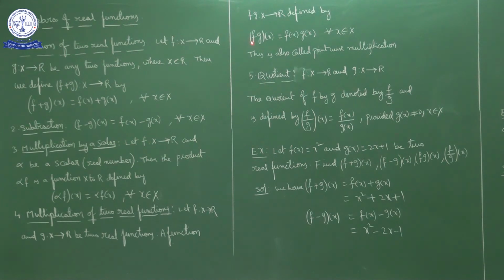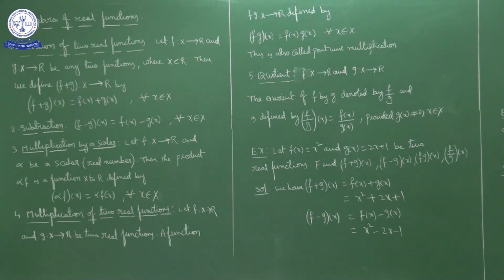How is it defined? fg of x is equal to f of x into g of x for every x belongs to X. This is also called pointwise multiplication.